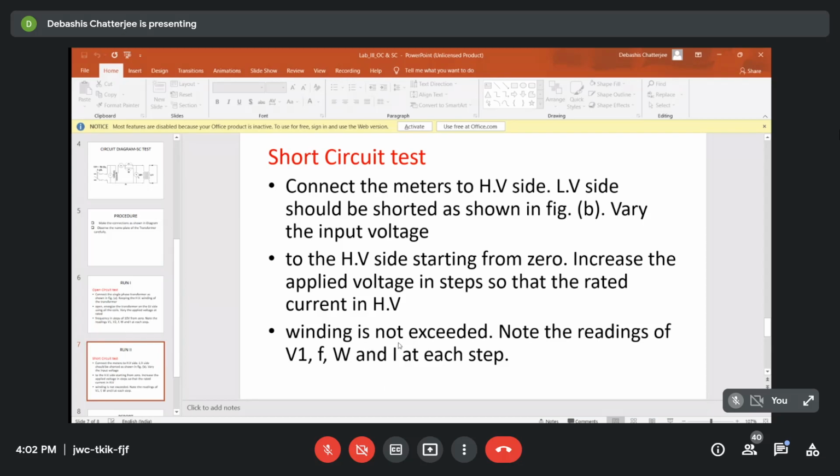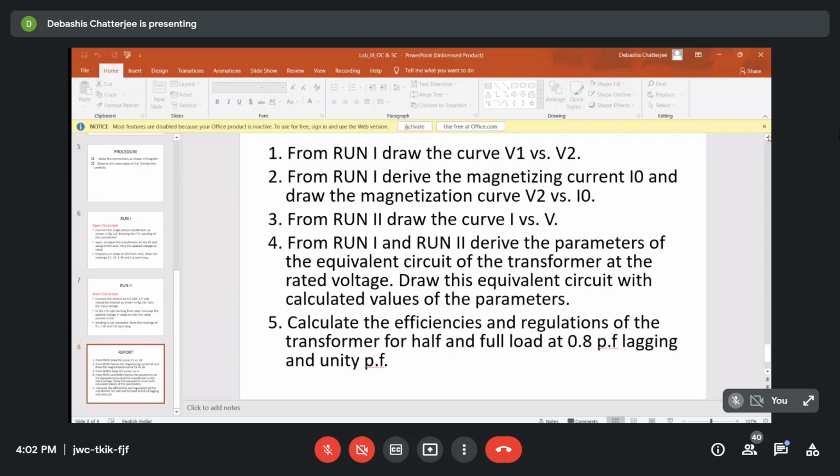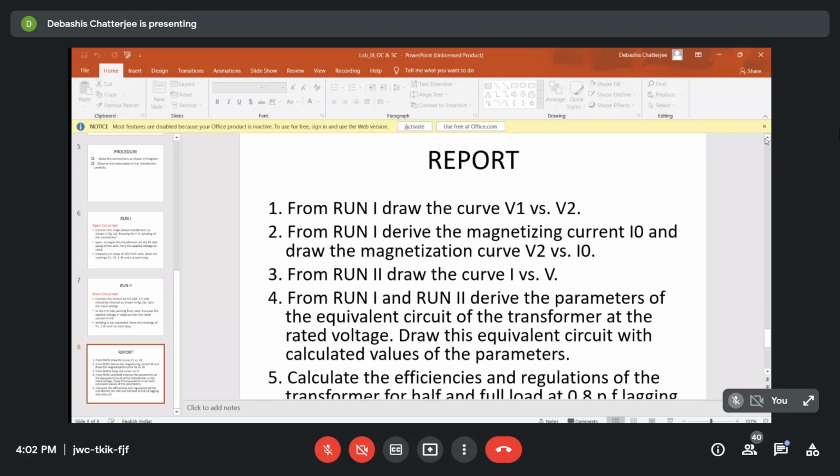The winding is not exceeded. Note the readings of V1, frequency, wattmeter and ammeter at each step. And then actually this is the reporting portion. So you have taken all the readings, so you have to make the report.